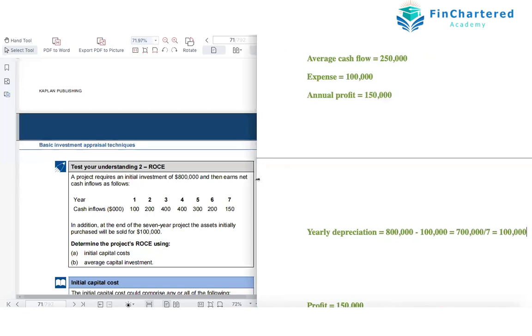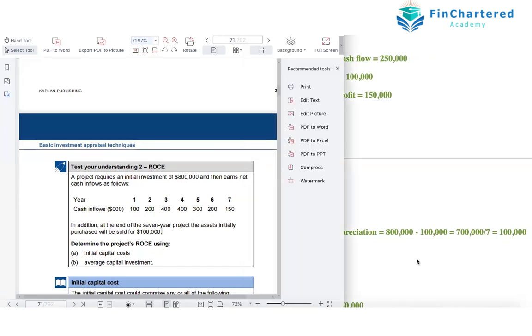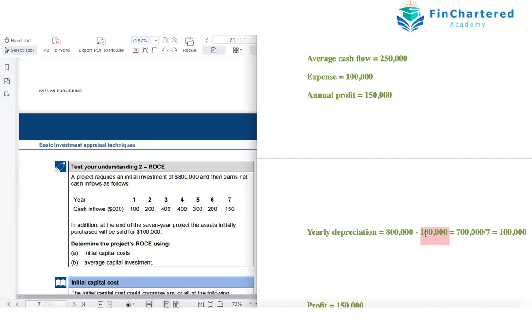That means at the end of the 7 year project, the asset essentially purchased will be sold for 1 lakh. In the last year, it is sold for 1 lakh. So that's why I am not depreciating that. I'm depreciating only the balance. Okay. You are selling it for 100,000, but the remaining 700,000 has to be depreciated, right? Yes. So I'm depreciating that.